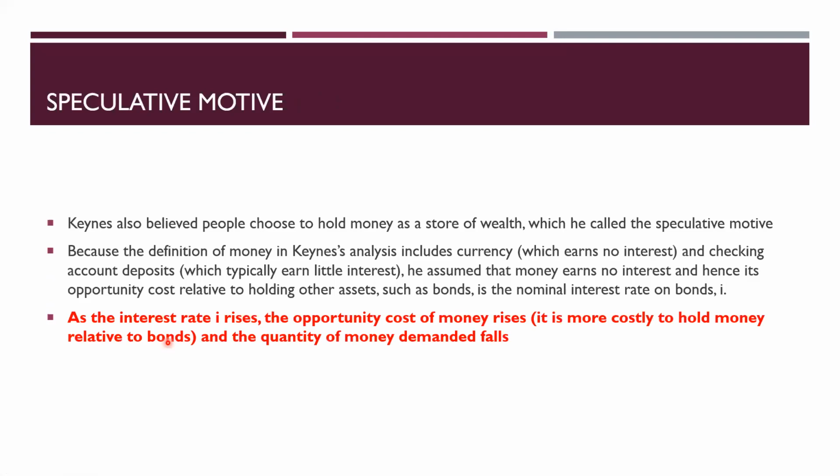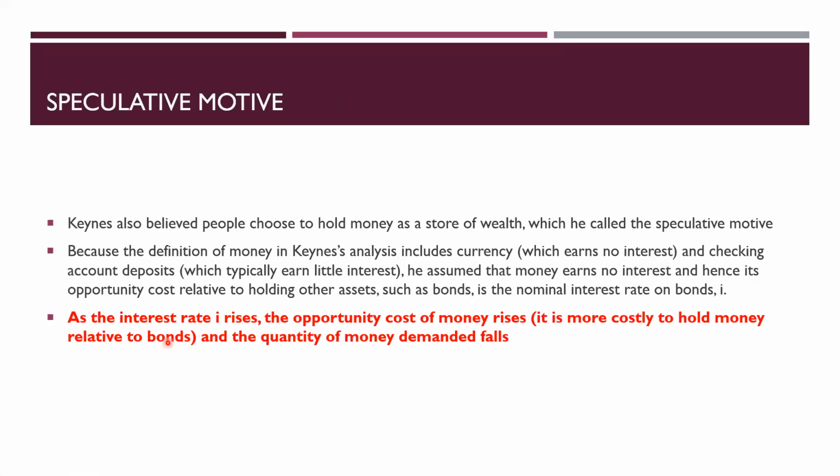Then we also have the speculative motive. So Keynes also believed people choose to hold money as a store of wealth, which he called the speculative motive. A very good example of speculation is when someone buys the US dollar today with the anticipation that tomorrow its price is going to increase, then I sell it and make profit.